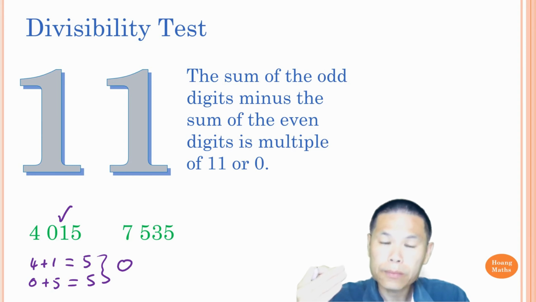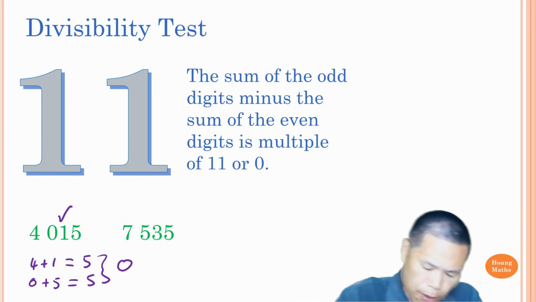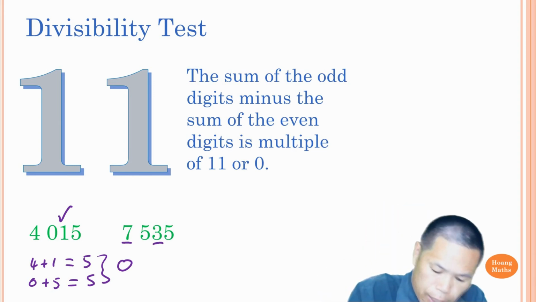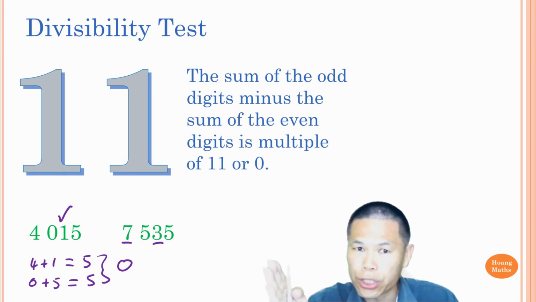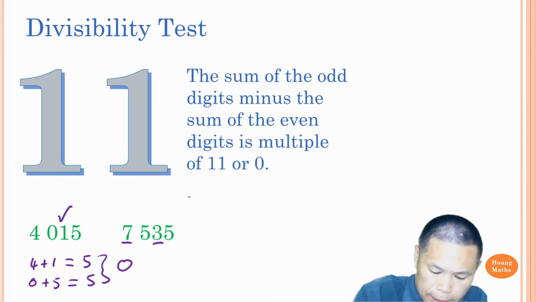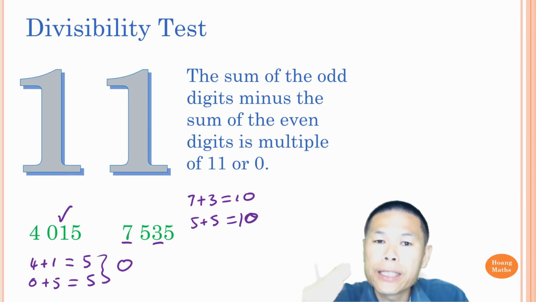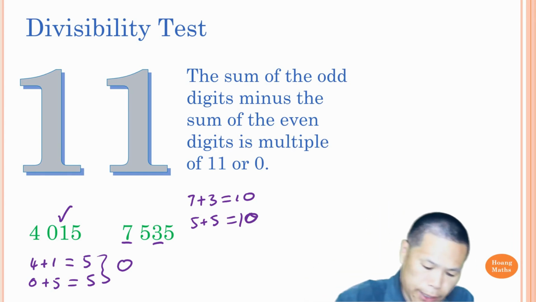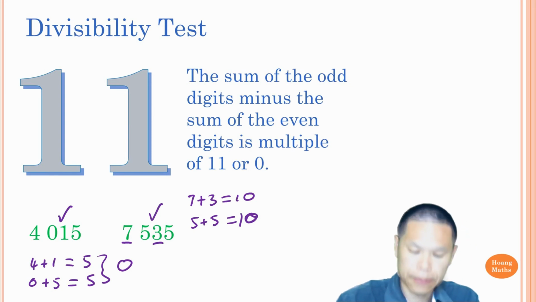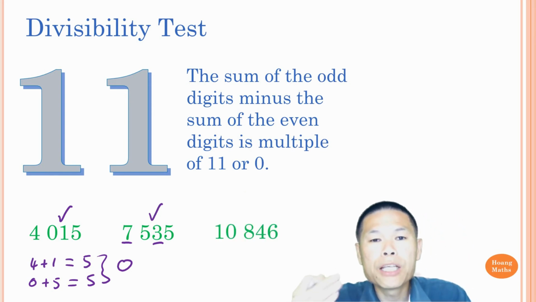Next one. So, same rule applies. So, 7 and 3. These are odd. Okay? Odd position, if you like. So, 7 plus 3 is 10. 5 plus 5 is 10. And the difference is 0. So therefore it is divisible by 11. Next one. Please pause the video and try it yourself.